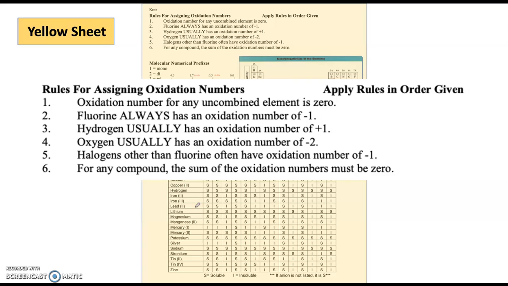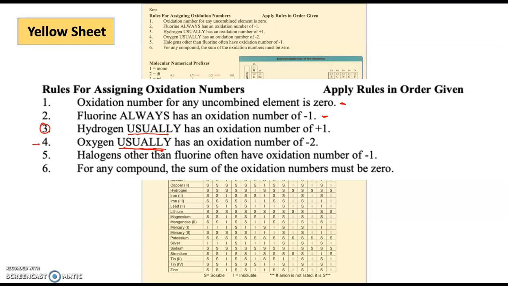That one gets priority. So the first rule is if an element is uncombined, its oxidation number is 0. Fluorine will always be a -1. That never changes. Hydrogen is usually, so this is where it gets a little tricky, hydrogen's usually a +1, oxygen's usually a -2. Now, however, if you have a compound that has hydrogen and oxygen in it, you may have to violate one of these rules, and if you have to pick which one to violate, you violate the second one. So if these two rules contradict each other, you go with rule 3, and then you violate rule 4. Well, you're not really violating because it does say usually. And we'll go over an example of that later.